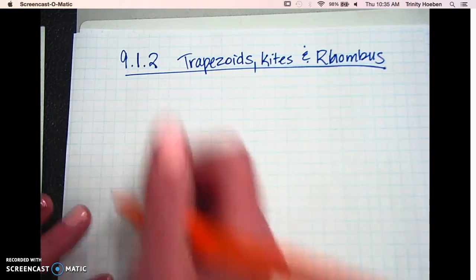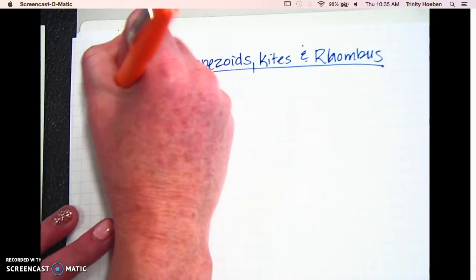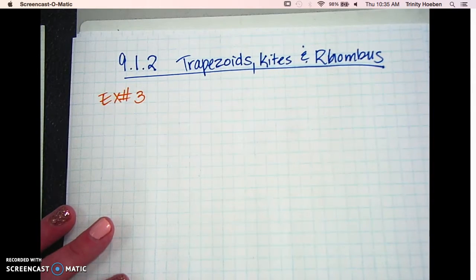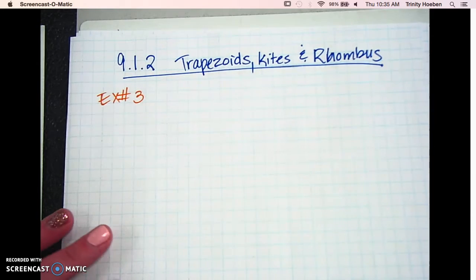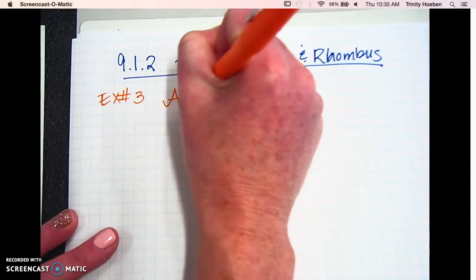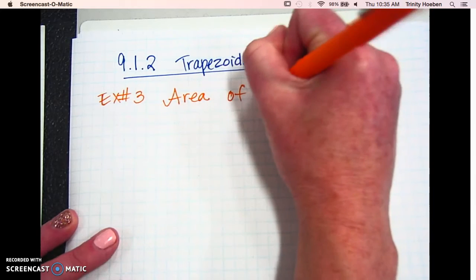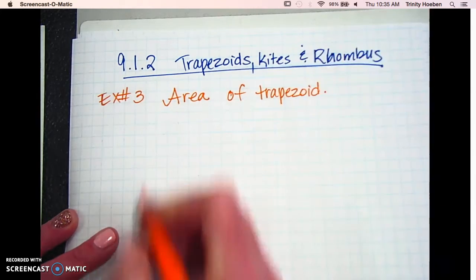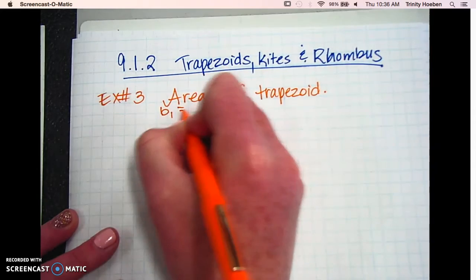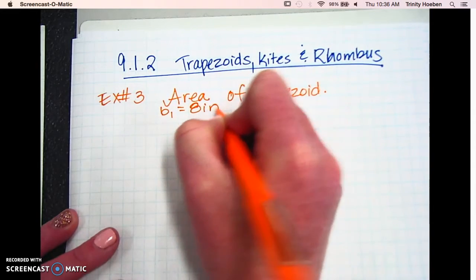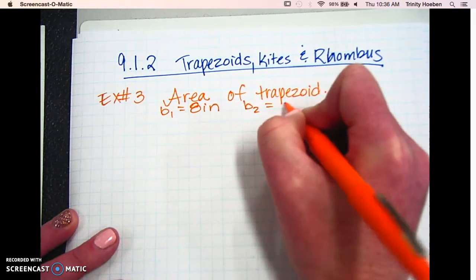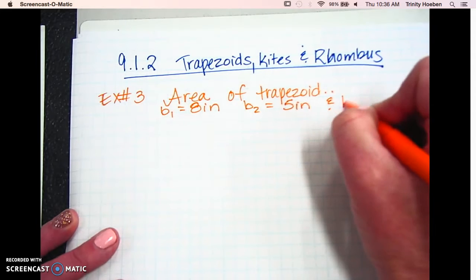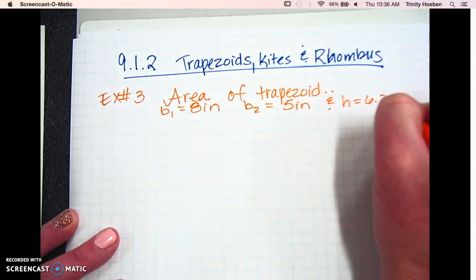All right? So we're going to start with example number 3. Why? Because we did 2 examples yesterday. So you can either call it 1 or you can call it 3. It's kind of up to you. And we're going to find the area of a trapezoid. Given base 1 is 8 inches, base 2 is 5 inches, and the height is 6.2 inches.